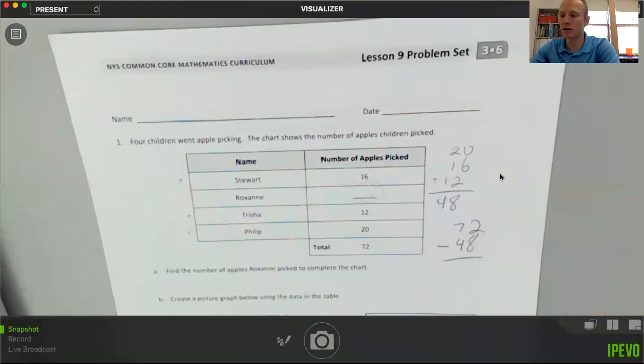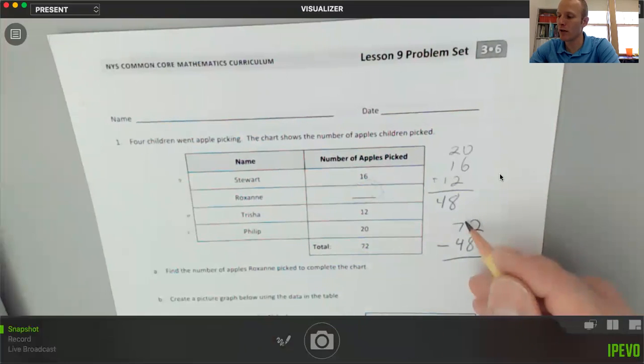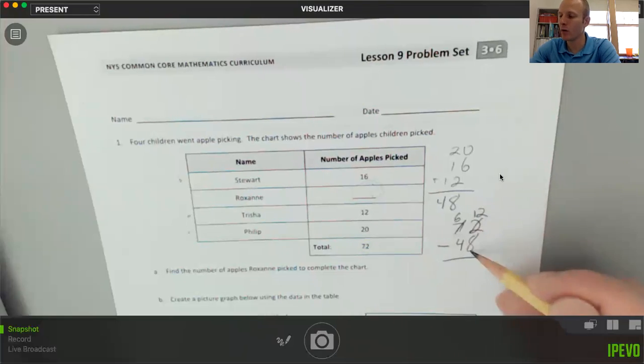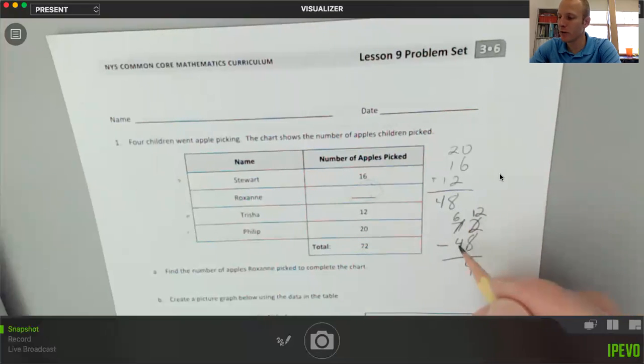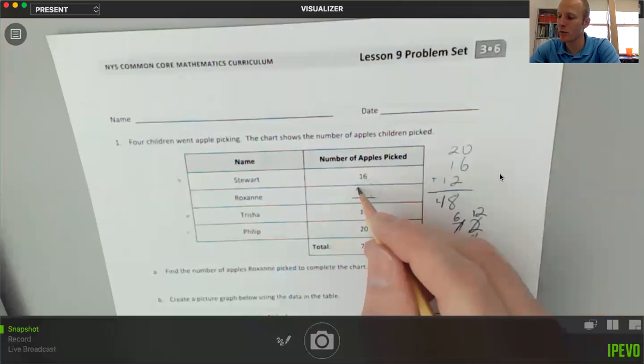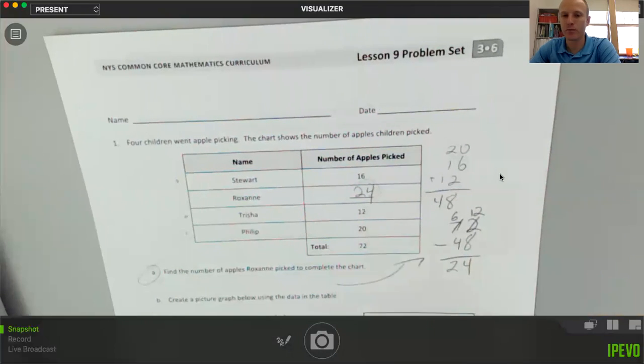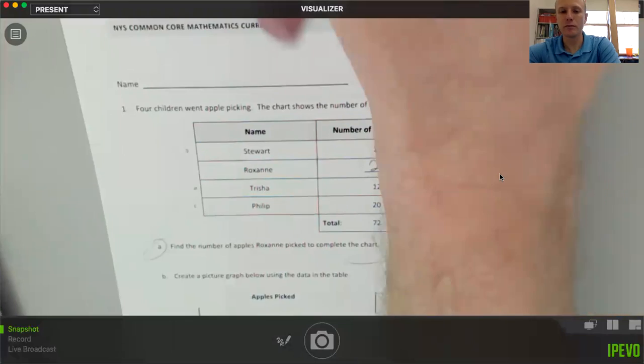2 minus 8 is not something we're going to do here. So instead, we are going to come over to the 70, make that 6 tens there, and move 6 tens over into the ones place. Add it to my 2, so I get 12. 12 minus 8 is 4. 60 minus 40 is 20. So Roxanne picked 24 apples, and all of part A was done over there.